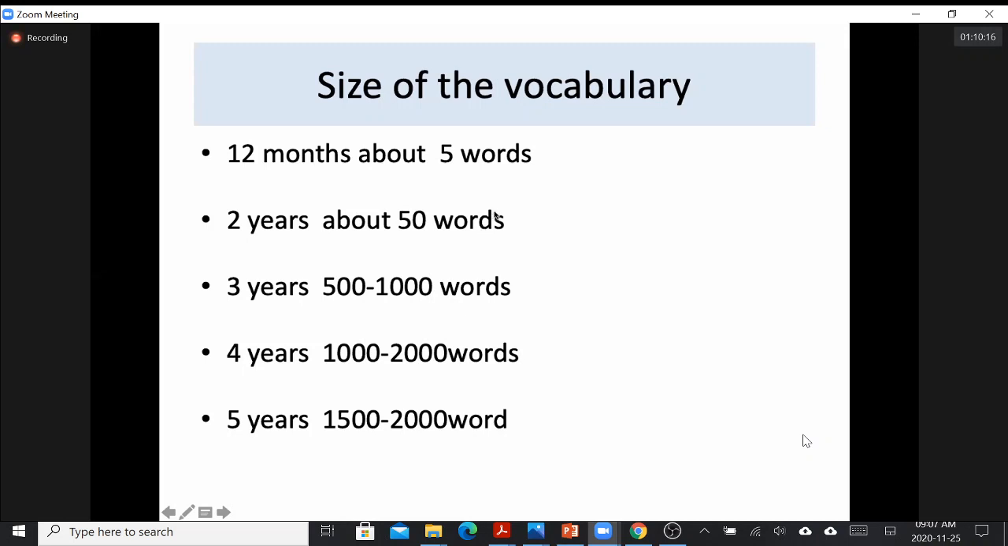So the size of the vocabulary, by 12 months, they are expected to say about 5 words with meaning. By 2 years, about 50 words with meaning. And the amount of meaningful words they are expected to say increases with the age.